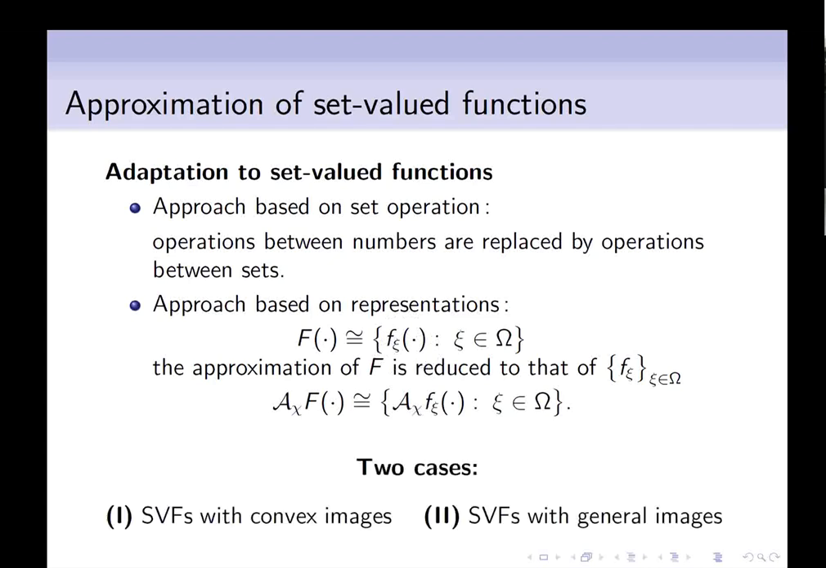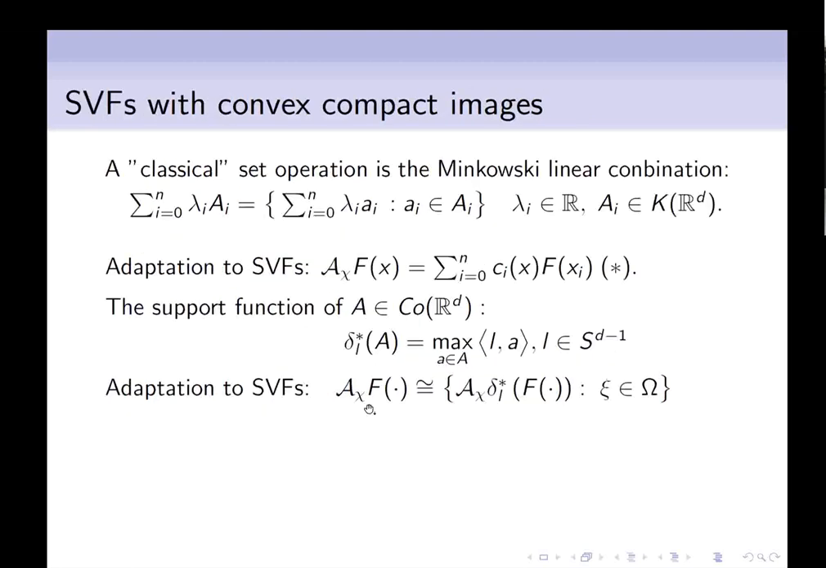And in the approximation of multifunctions, we distinguish two cases. In one, set-valued functions have convex compact images. This case is easier. The second case is when multifunctions have general compact images. The first case is easier since we have two standard tools here.